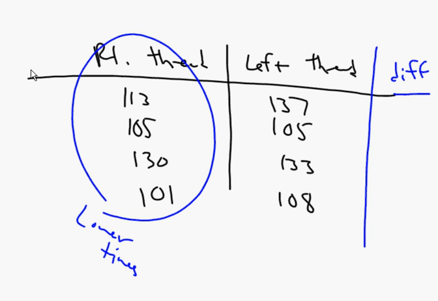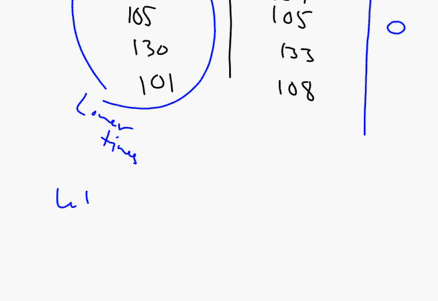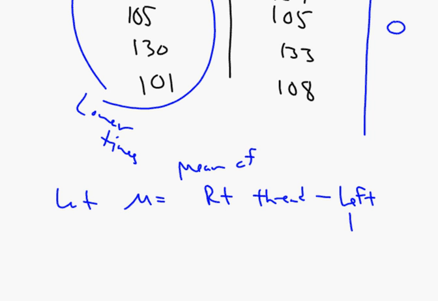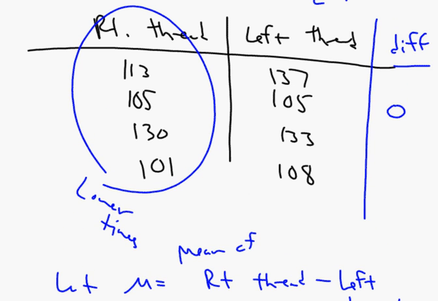We would subtract all these numbers. Here's a difference of 0. Here's a difference of, now we need to decide how we're going to do this. Do we want to do left minus right or right minus left? So we're going to let mu equal the right thread time minus the left thread time. I should say the mean of the right thread times minus the left thread times. And then there'd be a set of differences for all of these.